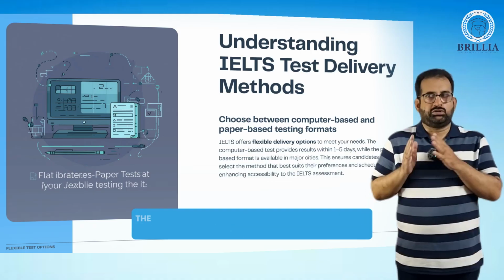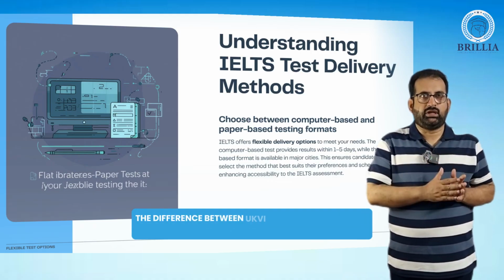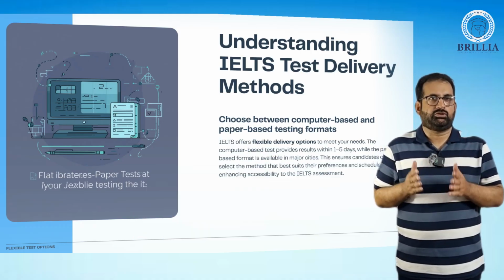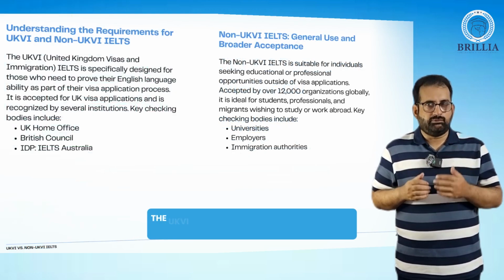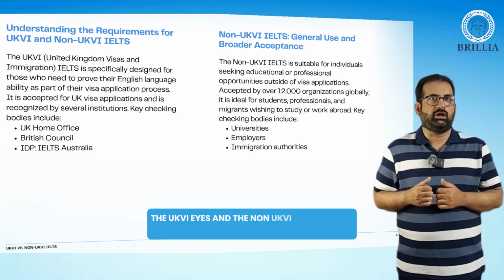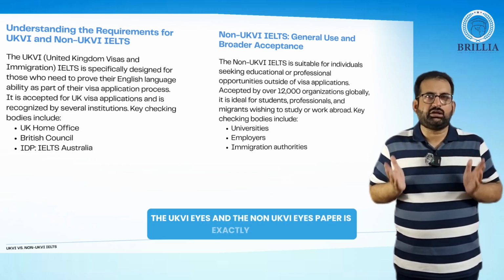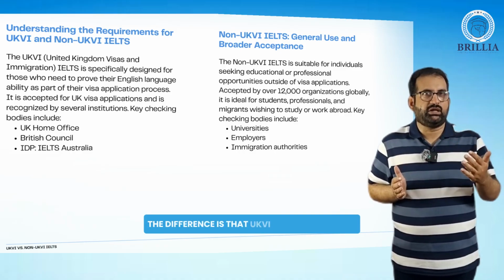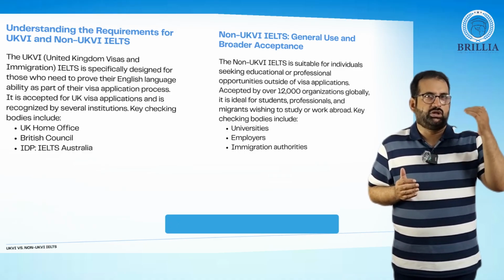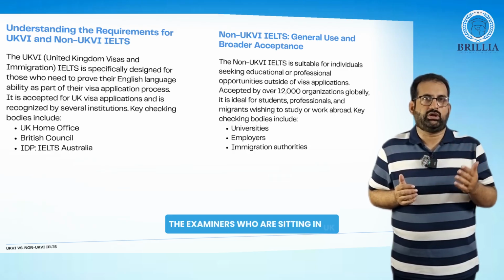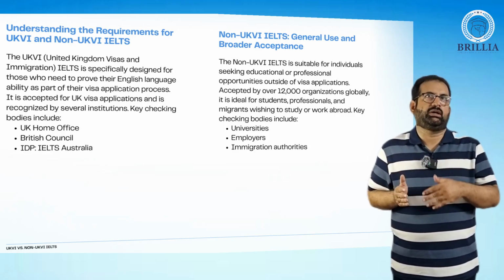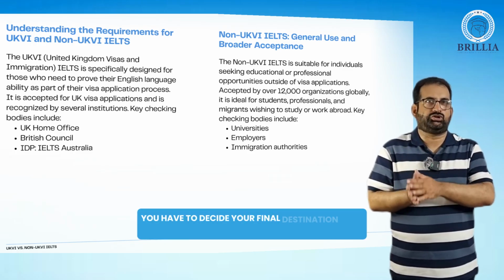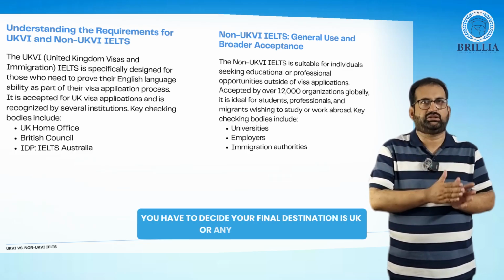The difference between UKVI IELTS and non-UKVI IELTS is nothing but the checking bodies. The UKVI IELTS and the non-UKVI IELTS paper is exactly the same. The difference is that UKVI IELTS is checked by the examiners who are sitting in UK and the other one is checked by other bodies. So you have to decide whether your final destination is UK or any other country.